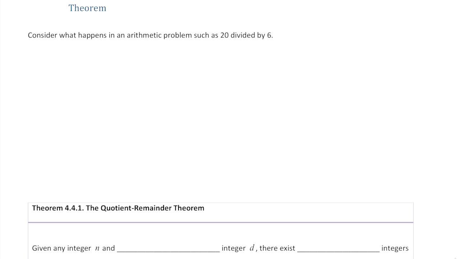Today we're going to be looking at division into cases and the Quotient-Remainder Theorem, which has a bunch of cool proofs associated with it. So let's do it.